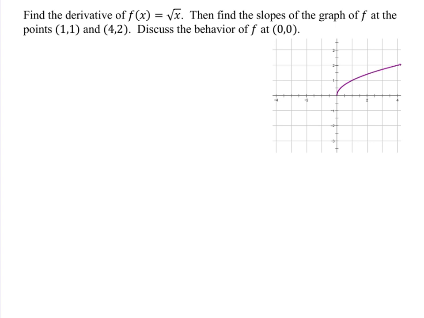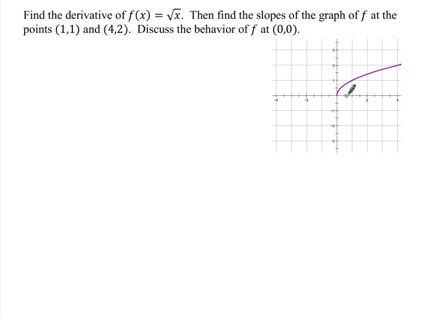But then we also want to discuss the behavior of f at (0, 0). Just by looking at the graph, what do you see? Or if we're going from the positive side, that would be where it ends, right? Okay. What would the slope be of the tangent line there? Yeah, if I take the limit as we approach here, what would the slope be?